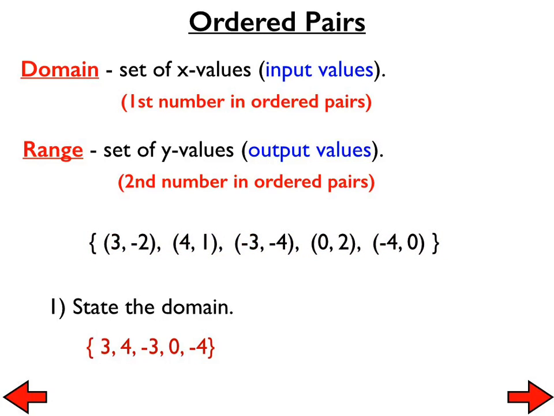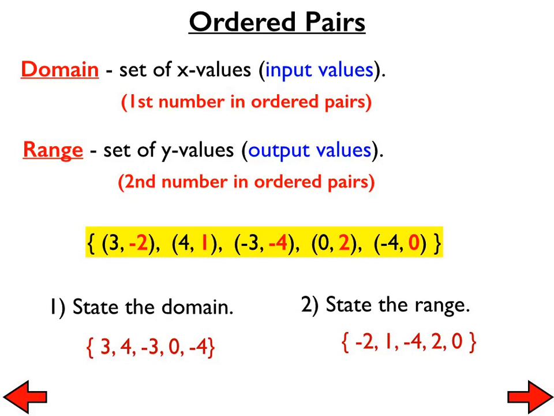For the range, it is the second numbers or the y values. And that would be -2, 1, -4, 2, and 0. In other words, as you can see up there, it's all of the second numbers.